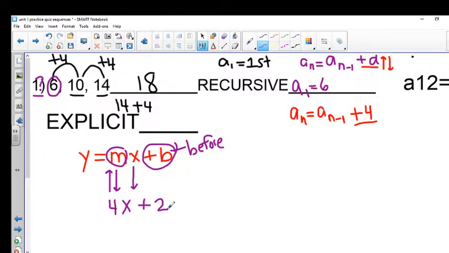The M is how do I go up or down? So I went up by 4. The X just comes down. And then our B term is before the first term. What do we have? Before term.